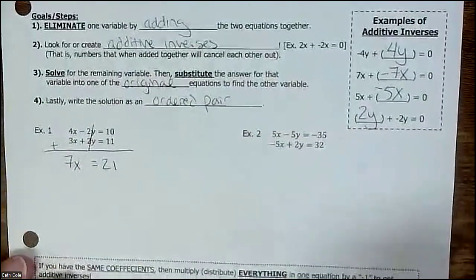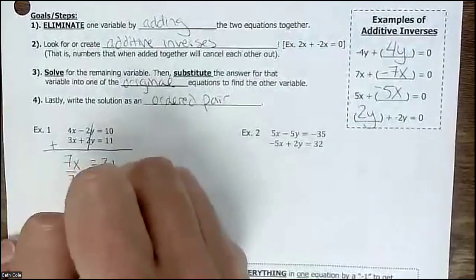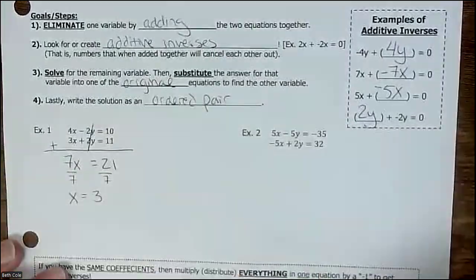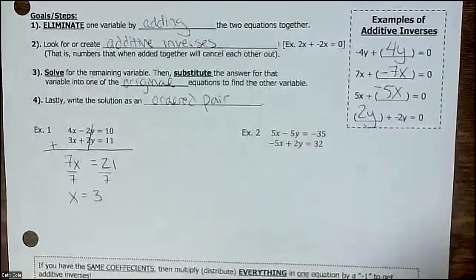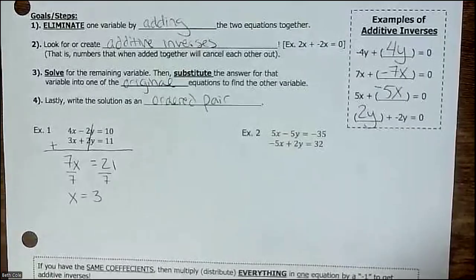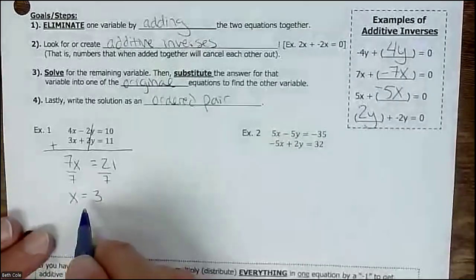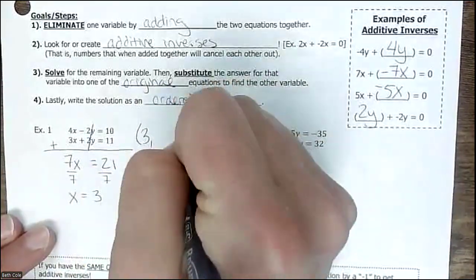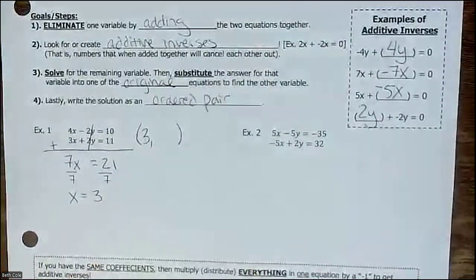What would you do to solve that? Divide by 7. x is 3. Beautiful. I honestly like this method better. I think this is easier than substitution. That's my personal opinion. Now, you want your answer to be 3, comma something. 3 is the x, so I put it first.